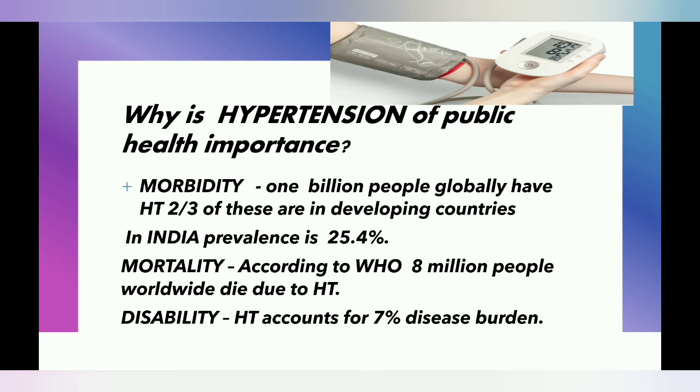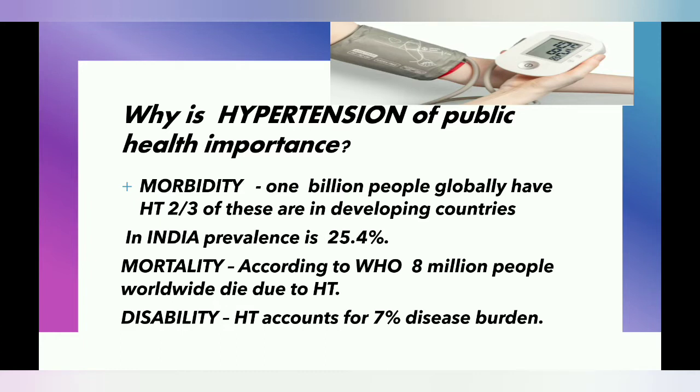Why is hypertension of public health importance? Because of its morbidity, mortality, and disability. In India, the prevalence of hypertension is 25.4%. Hypertension accounts for 7% of the disease burden.